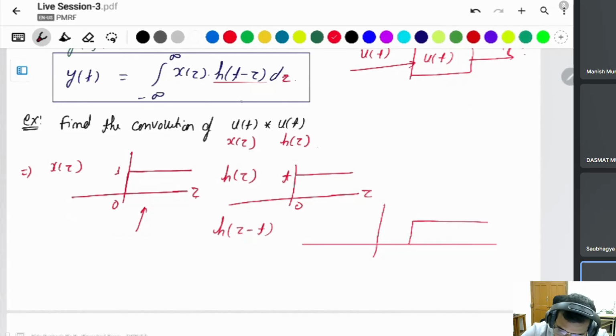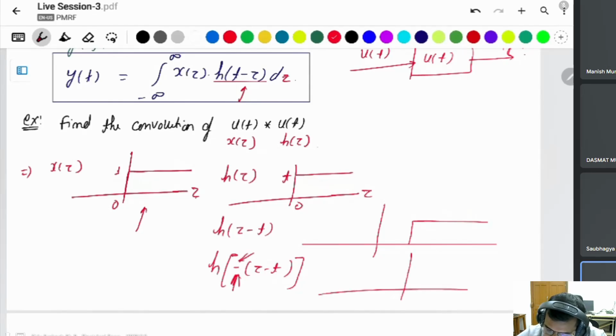Then you have to find h(t − τ), not h(τ − t). Then what to do? Simply scale this one by minus. To take −τ − t, same thing. You have to do this in this process. It means you reflect the signal on the y-axis, just a mirror image. This is a t delay, then the t delay is here, and the signal looks like that.